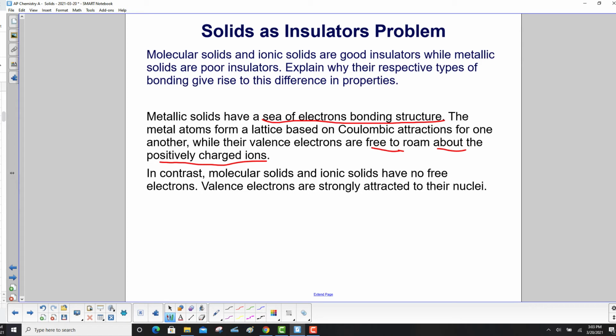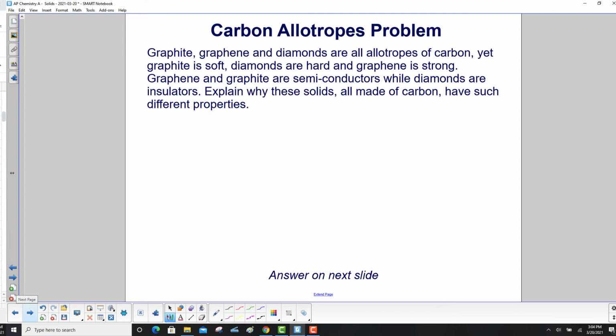In contrast, molecular solids and ionic solids have no free electrons. Valence electrons are strongly attached to their nuclei, so the electrons won't flow in a current very easily, if at all. Graphite, graphene, and diamonds are all allotropes of carbon, yet graphite is soft, diamonds are hard, and graphene is strong. Graphene and graphite are semiconductors, while diamonds are insulators. Explain why these solids, all made of carbon, have such different properties.